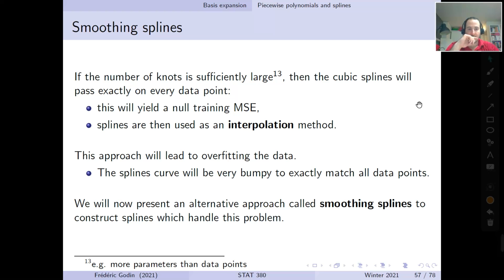Okay, so now one last topic we will discuss is smoothing splines.